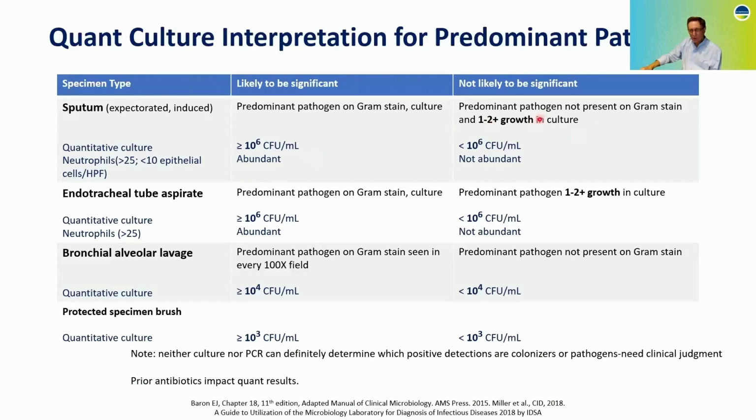If they have just light growth on cultures, low numbers, and they don't have a predominant organism, that means it's probably less likely to be the pathogen. And you can do the same thing with the endotracheal tube. It looks very similar to the sputum.